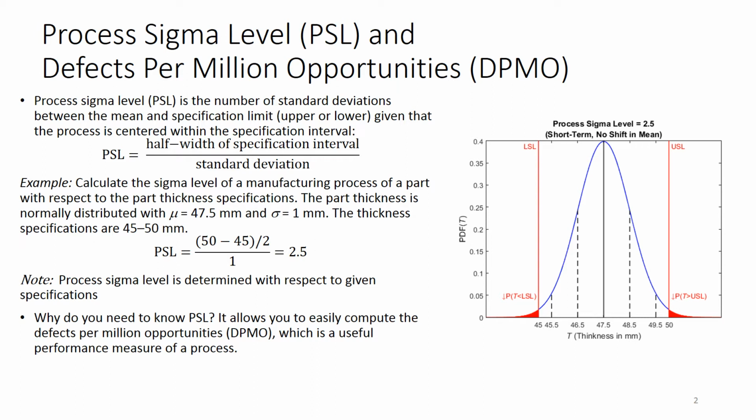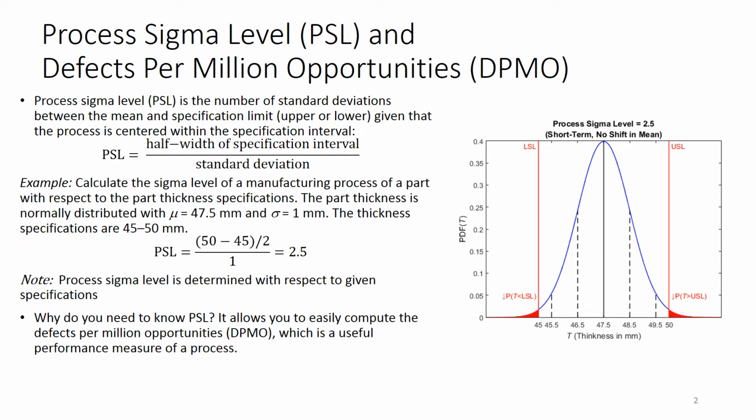So the sigma level is 50 minus 45 divided by 2, which is half width of specification interval, divided by 1, which is our standard deviation. So sigma level is 2.5.